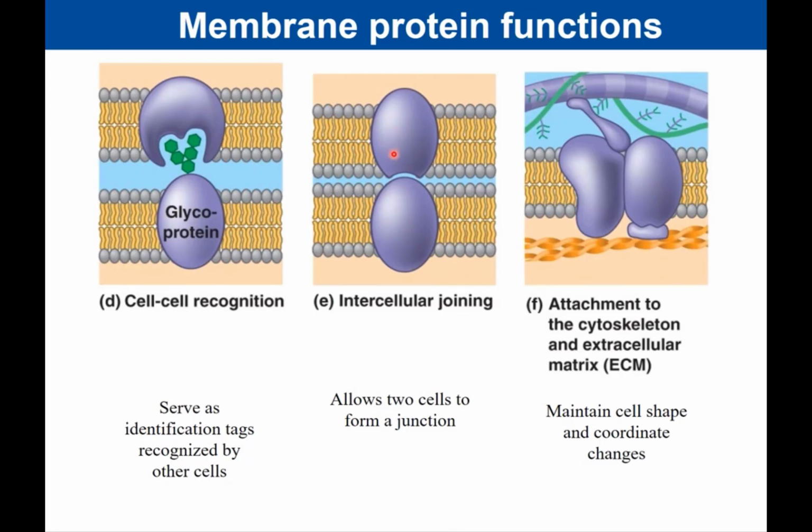The next is going to be for intercellular joining, so allowing two cells to join together and kind of holding them together. And then lastly, attachment to the cytoskeleton and what's called the extracellular matrix. And this is basically there to help maintain cell shape and to coordinate changes to the cell shape. And so this is going to be important for maintaining cell shape.